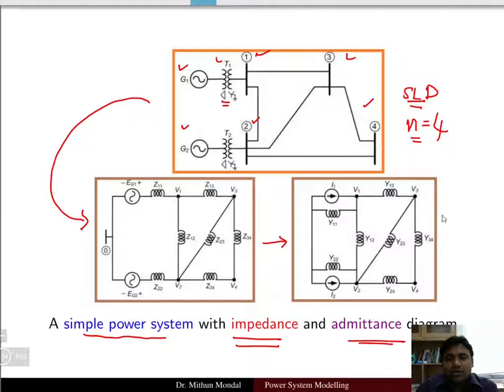We know the concept from Norton's equivalent: admittance is basically 1 by impedance, and the voltage source will be converted to a current source. So current is basically voltage by impedance. This impedance circuit will be converted to the admittance circuit.